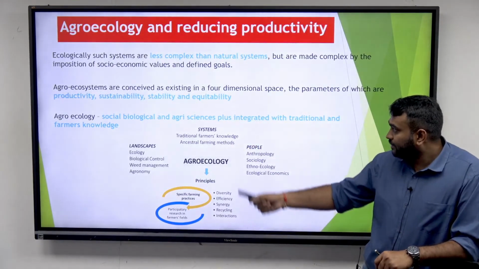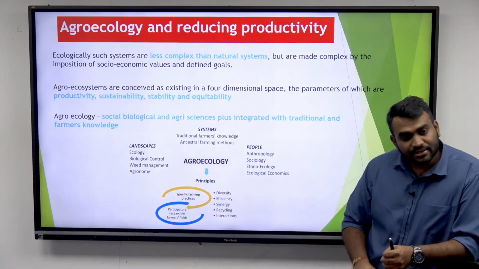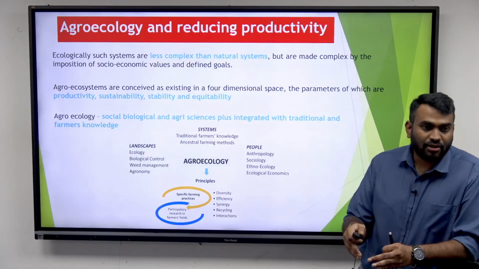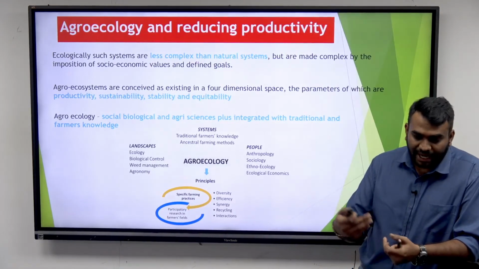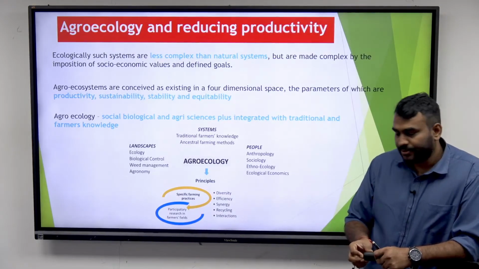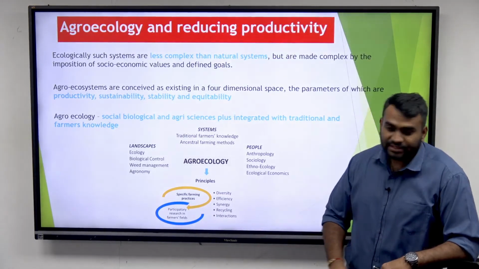So this is agroecology, that is, it is a combination of social sciences, biological sciences, agriculture sciences, combined with traditional knowledge plus farmers' knowledge for the maximum utilization of natural resources. That I can call agroecology. Now, so these are the main principles here.